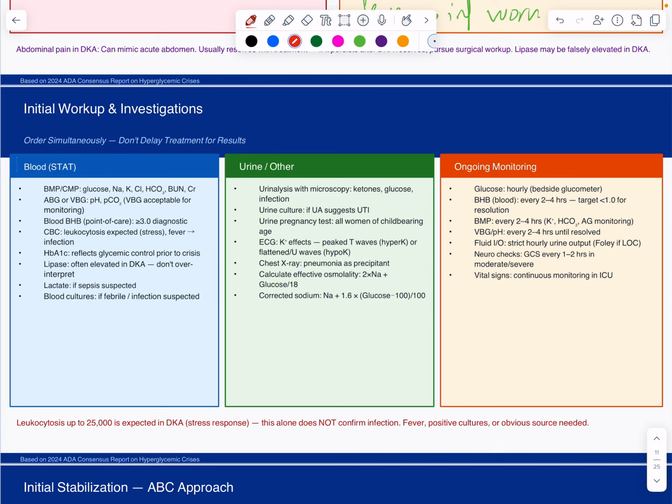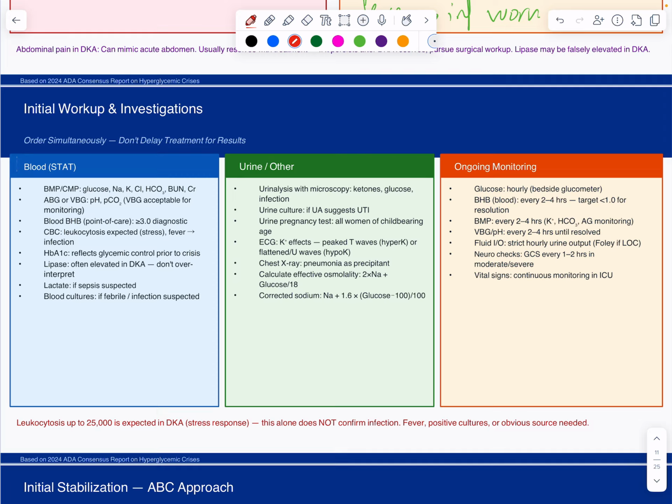Hello, everyone. This is Dr. Kamal again, and this is the second part of the DKA HHS. In the first part, we talked about the pathophysiology, the diagnosis, differential diagnosis, signs and symptoms. Now we'll talk about the workup and investigations and also the management of DKA and HHS.